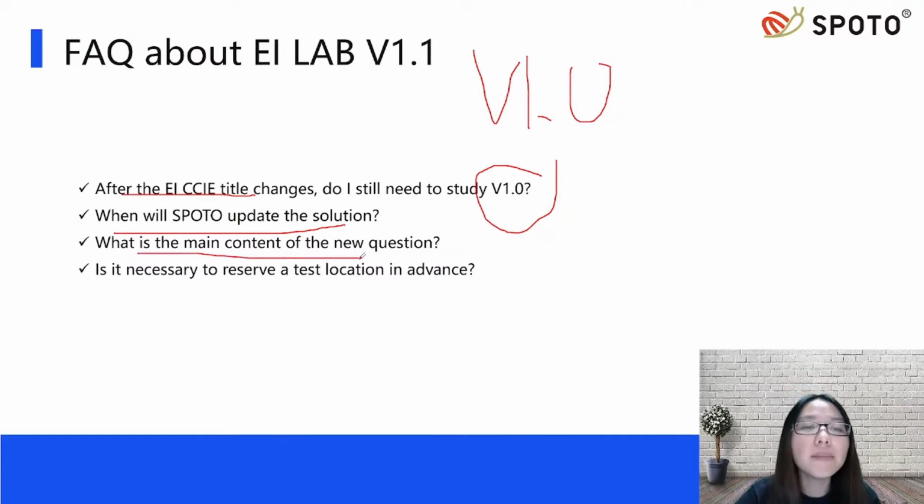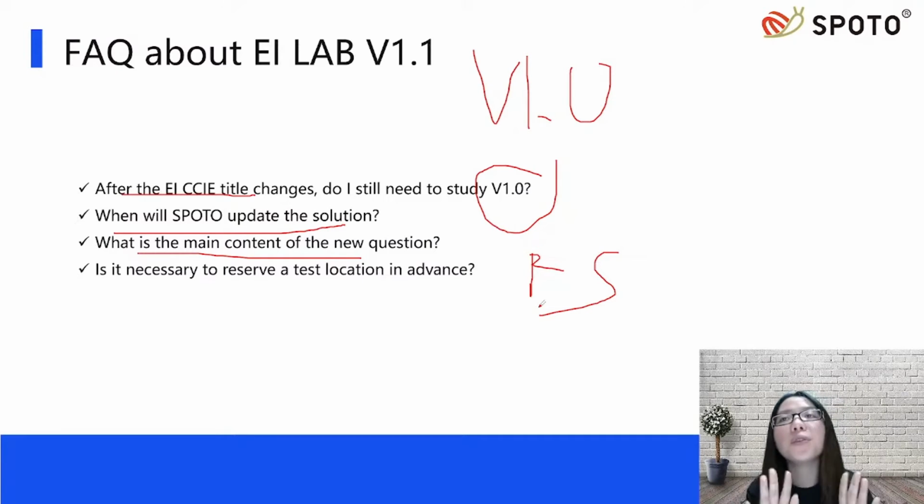What is the main content of the new questions? As I told you before, the changes in the new Cisco version are mainly in SDN, and routing and switching has basically not changed much, because the topology does not have many differences between the old version and the new version.